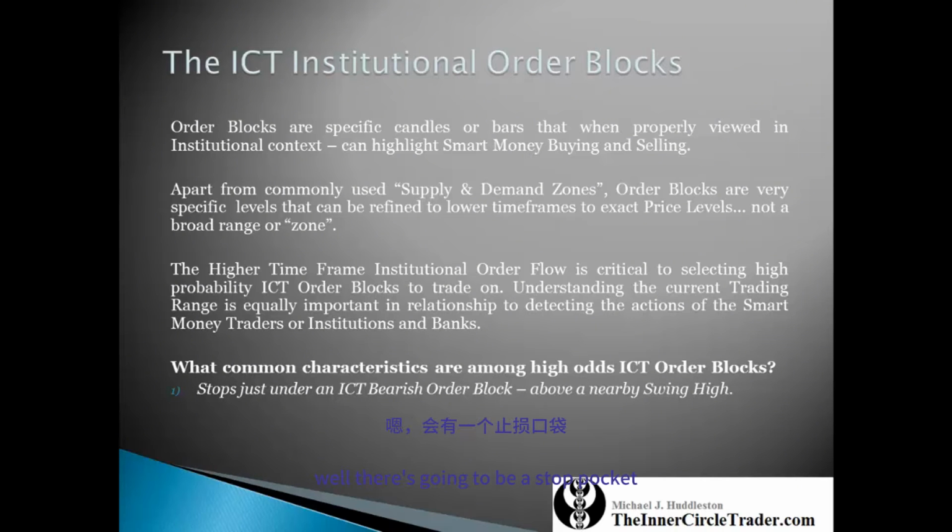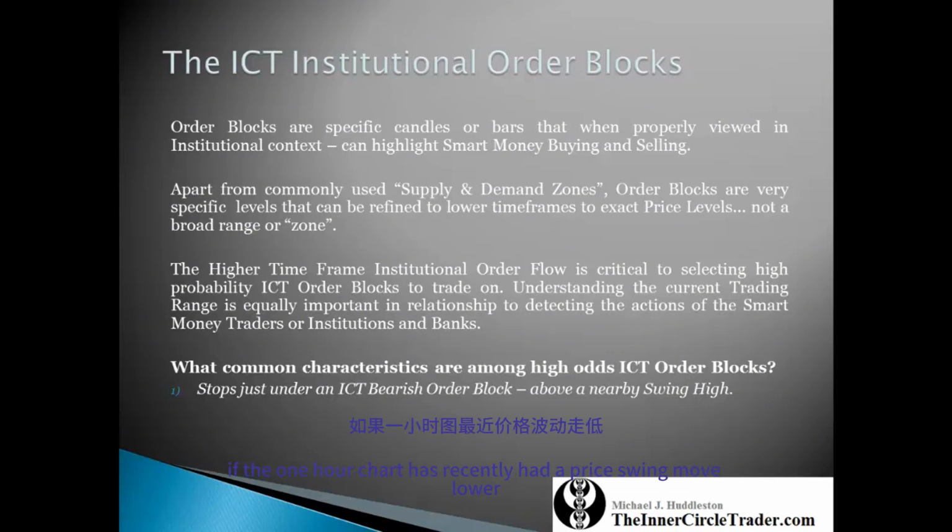Well, there's going to be a stop pocket, okay, that's going to be resting just underneath an ICT bearish order block, which will be above a nearby swing high. Now, what am I saying there? If we are anticipating a range, okay, that we have been seeing a retracement higher in, in other words, there has been a move lower recently, and I'll let you determine what recent means based on the time frame you're trading. But let's just say we're looking at a 1 hour chart.